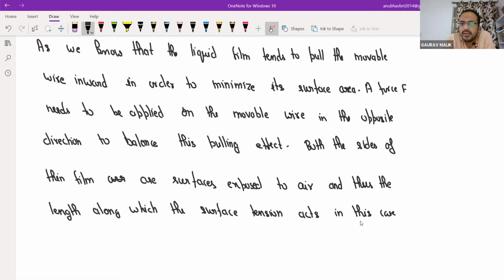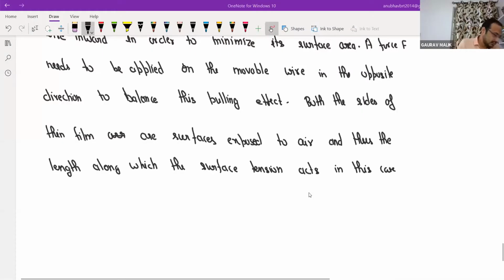You have options B, 2B, 3B, 4B. Please tell me the length. Very good, very good. It means the length will be 2B. Yesterday's concept is clear to you. The length in this case is 2B.